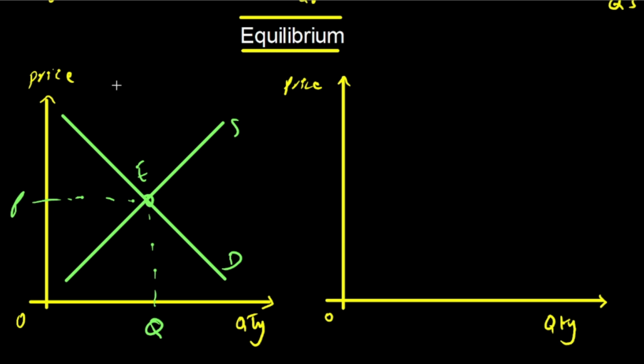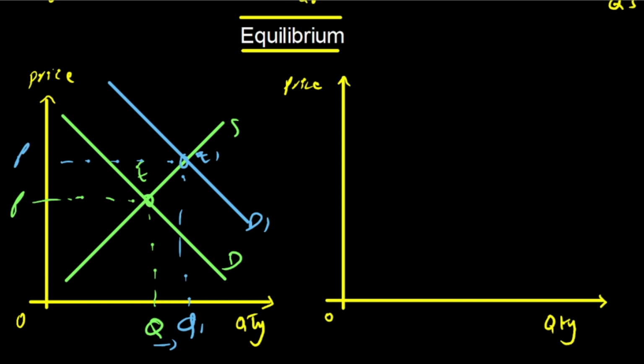For example, if demand increases, then the demand curve will shift to the right, and the demand curve will now be D1, and equilibrium will move from E to E1, where quantity will rise from Q to Q1 and price will rise from P to P1. And the same is the case with a decrease in demand.